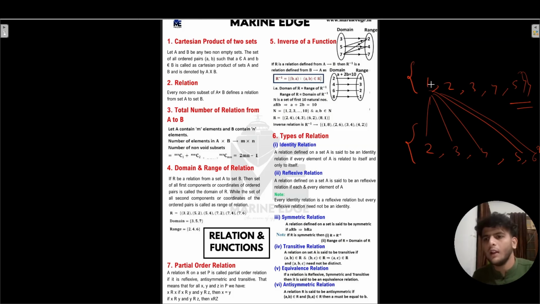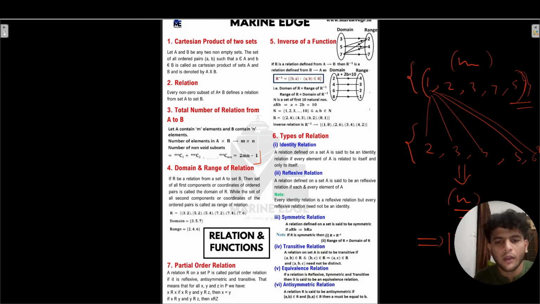So this is what is called a relation. Mind you, the first set has some elements; the total number of elements in set 1 is m, and for the second set the number of elements is n. So the total number of relations which can be defined will be 2^(mn) minus 1, which is also written here. 2^(mn) minus 1.